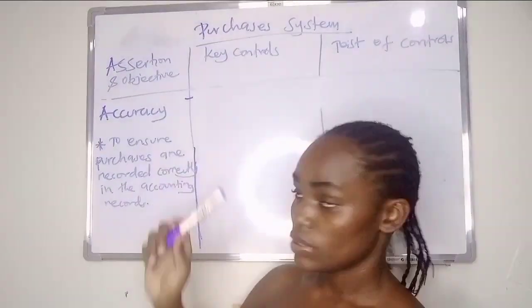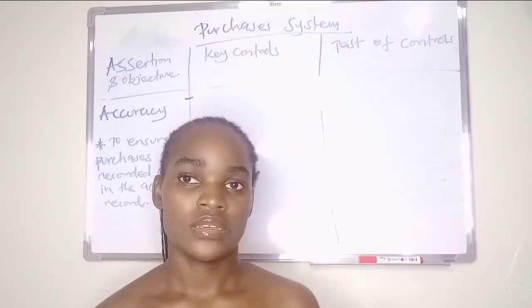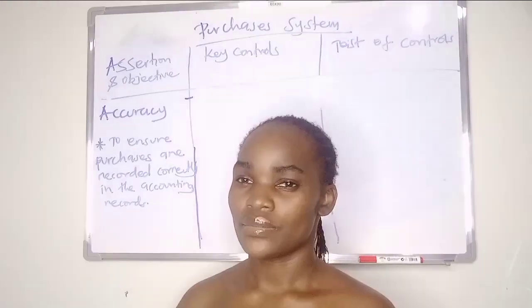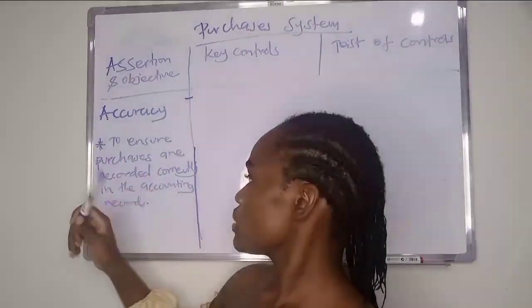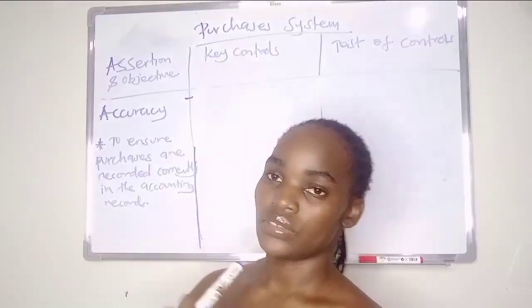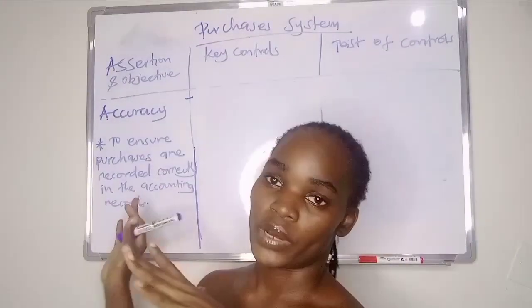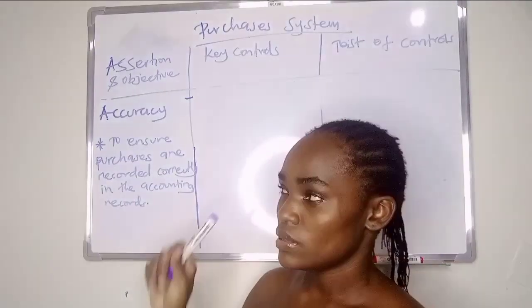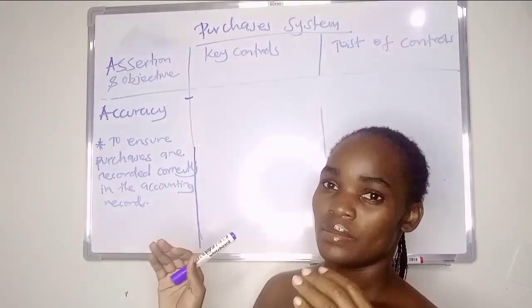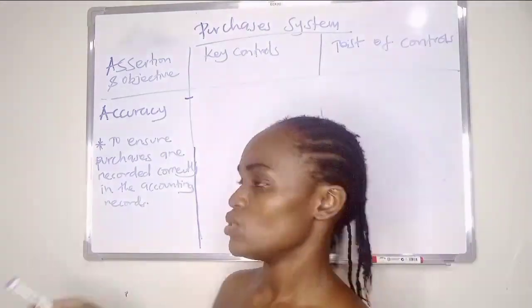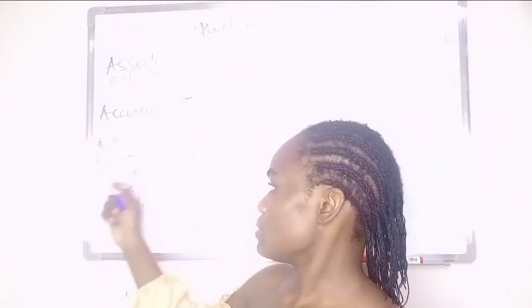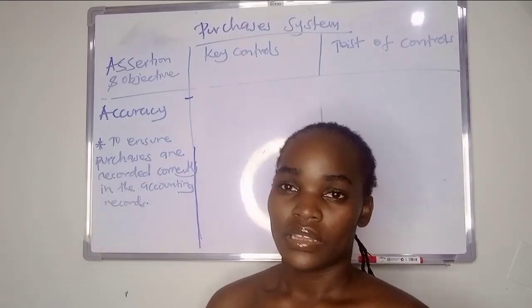So another assertion we have is accuracy. As we said, something accurate is something that is correct. So here the objective is to ensure that purchases are recorded correctly in the accounting books. That's the objective for accuracy. These objectives are the same in the sales system, in the purchases, payroll, they are just the same. You just keep changing these purchases to ensure that sales are recorded correctly in the accounting period.